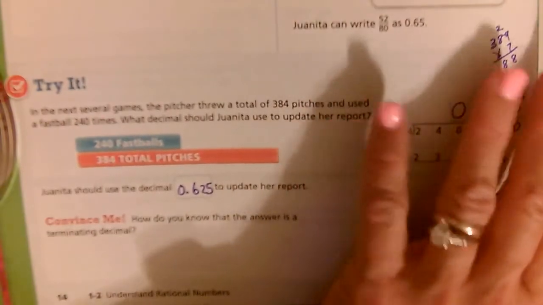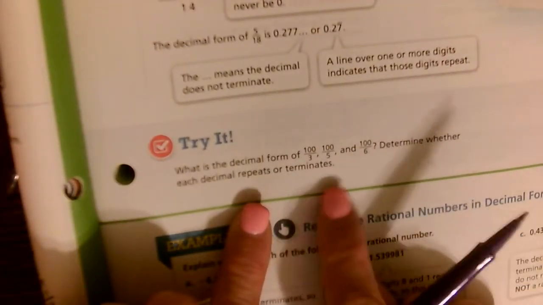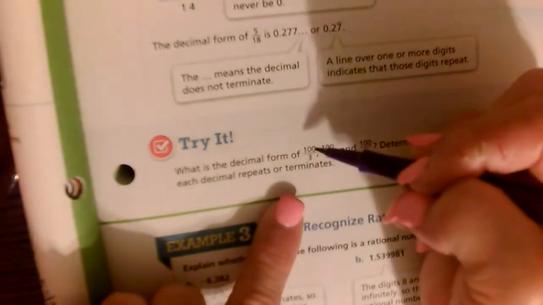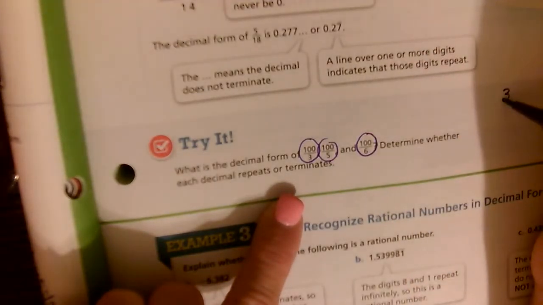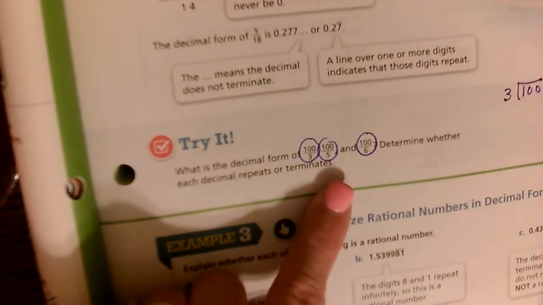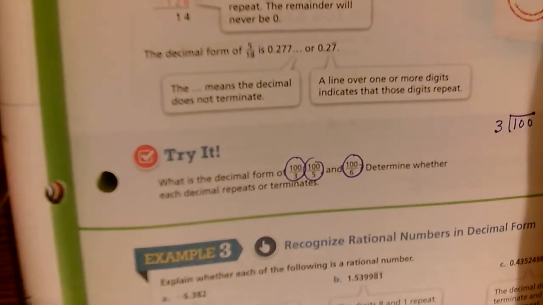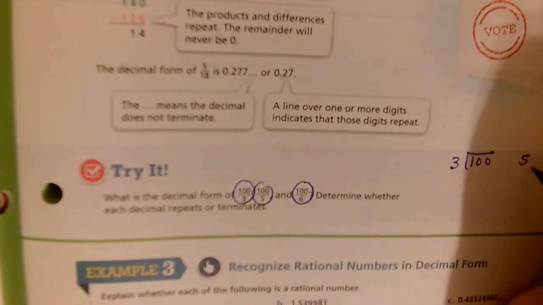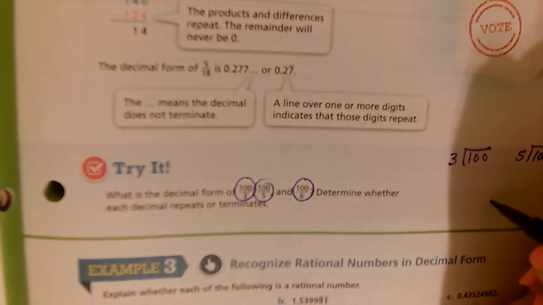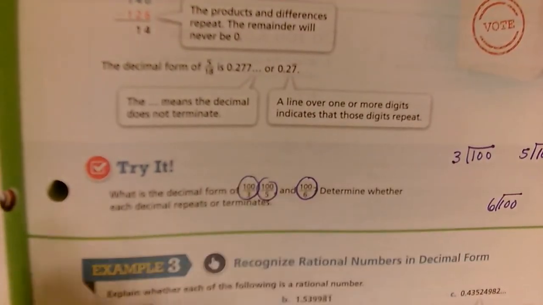Then we go to example 3 and example 2. So when we go over to example 2, it says, what is the decimal form of these? And determine whether each decimal repeats or terminates. Okay, students, you may use a calculator for this, or you can just go 3 into 100, 5, let's see here, 5 into 100, and you can work out 6 into 100. Tell me if those repeat or terminate.